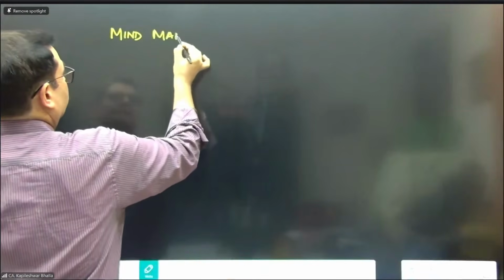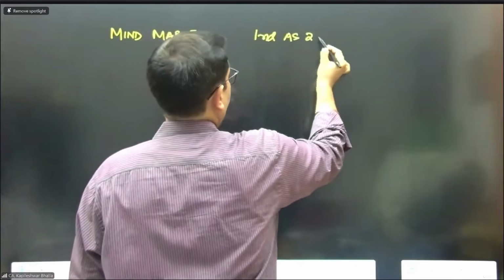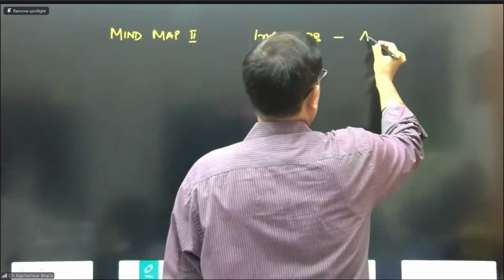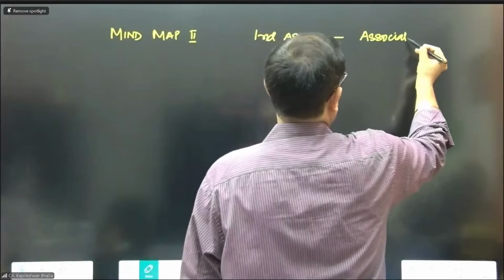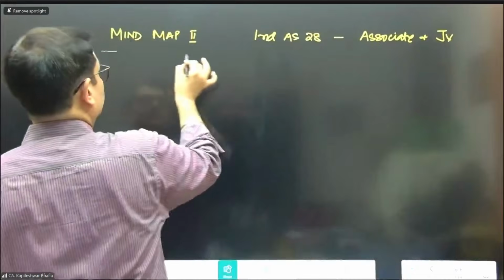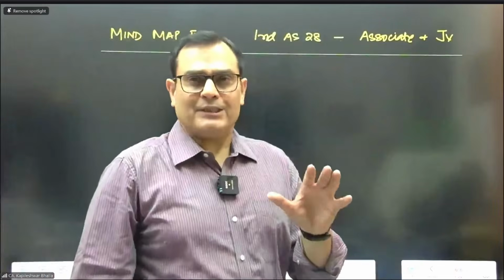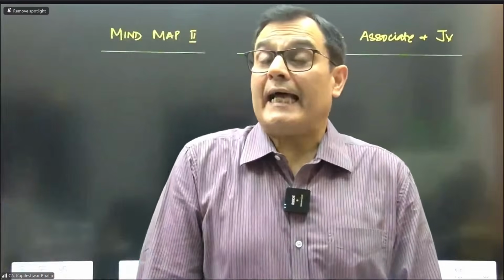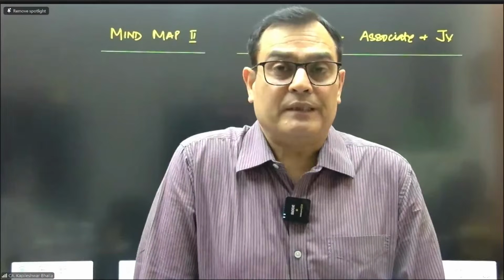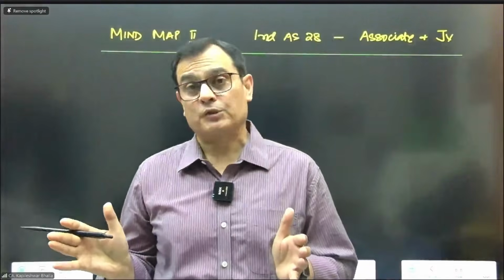So I am making my second mind map for the day. Mind map number 2, which is technically on Ind AS 28, that is accounting for associates and joint ventures. Now, as I said, once you're looking at accounting under Ind AS 28, there can be an independent question asked in terms of Ind AS 28.